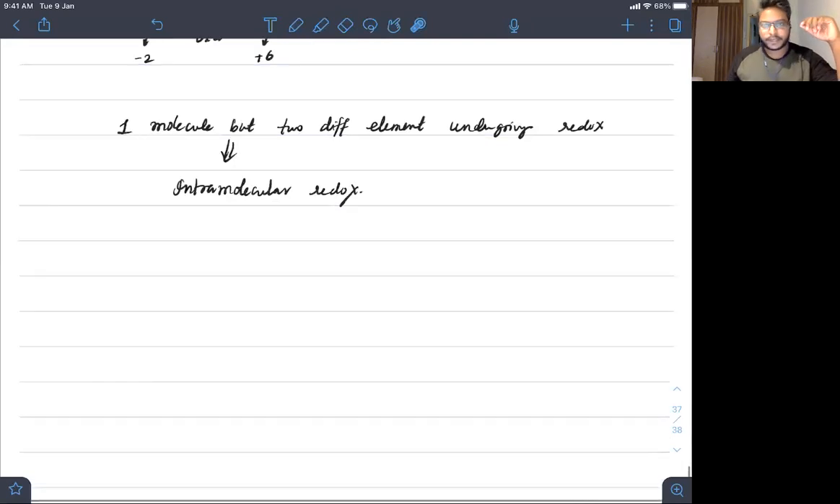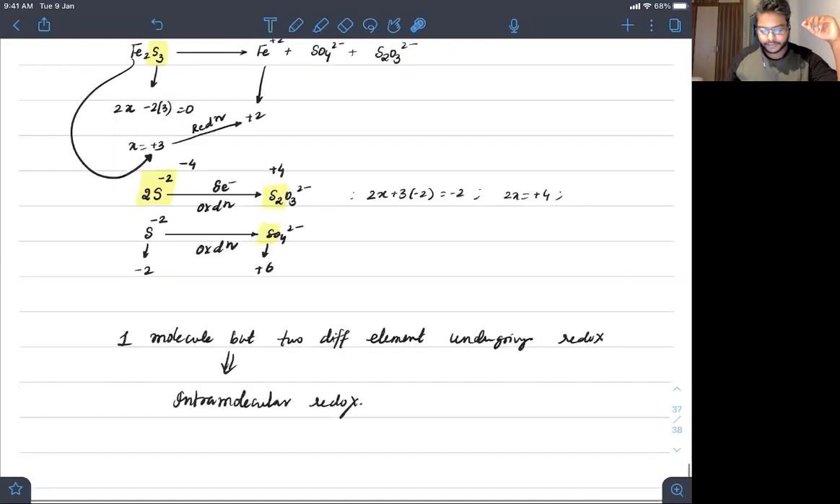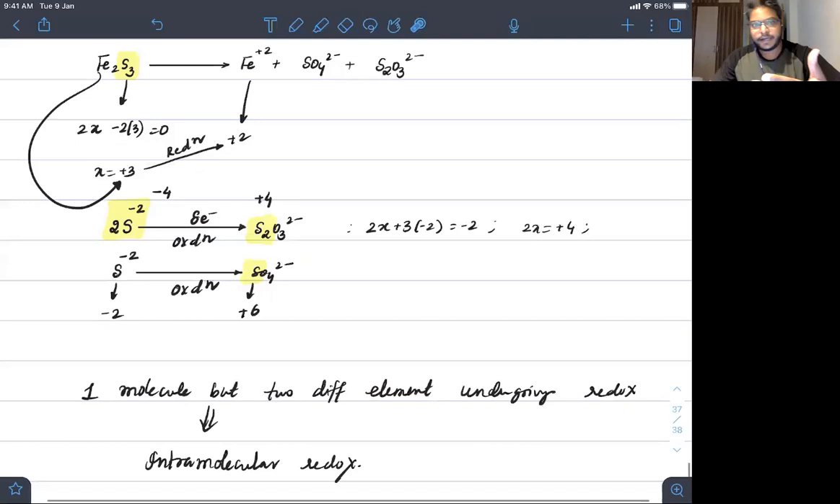Like I said, we have three types of redox reactions: inter, intra, and disproportionation. Now, students, our objective is to balance the redox reaction. So first we found out how a redox reaction happens. Now what we will do is balance it. This is the biggest part of redox, balancing the redox reactions.